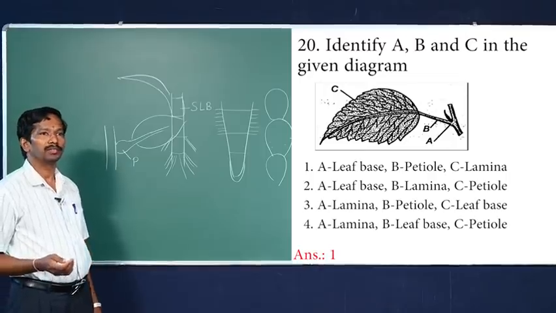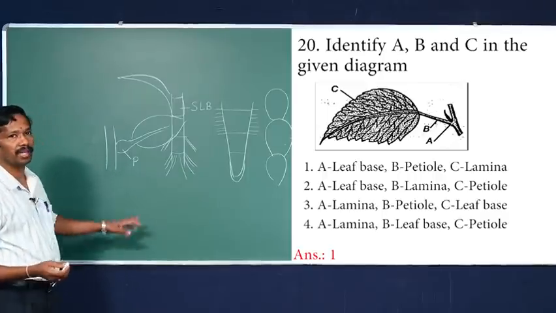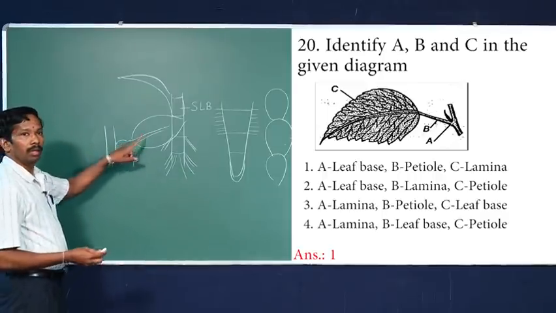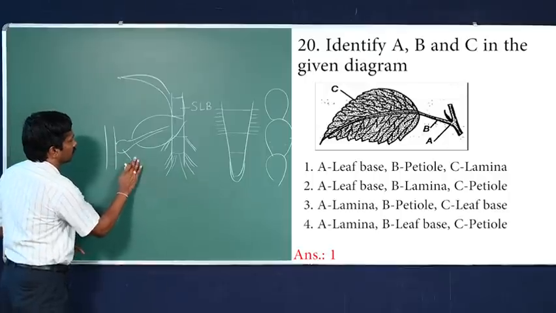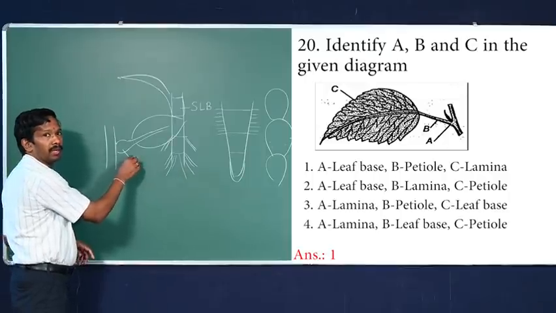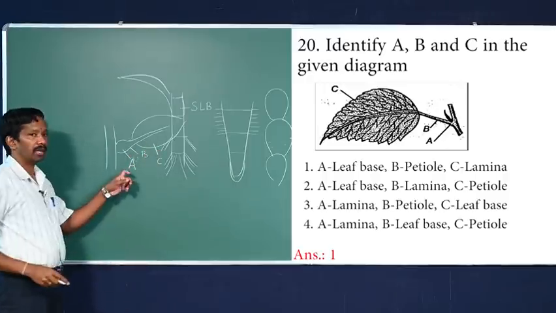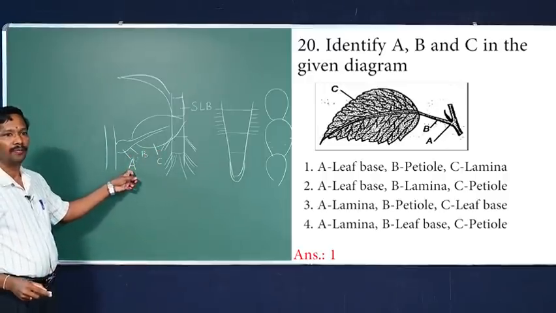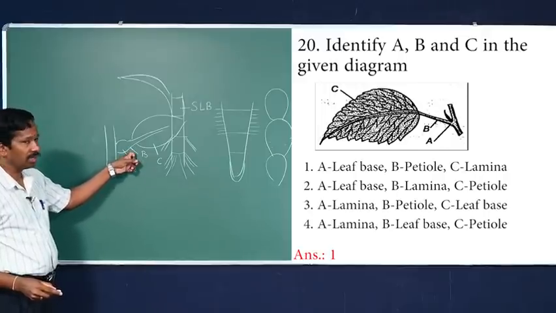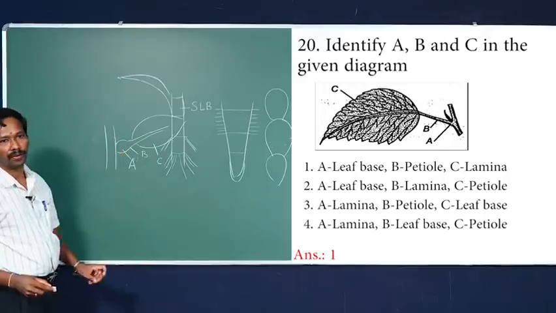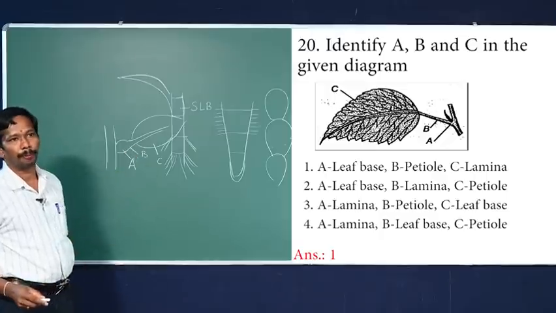Next one, that is a diagram of a leaf has been given. A is constituting a leaf base, second one B is petiole and third one C is leaf lamina. Answer hence it is 1.